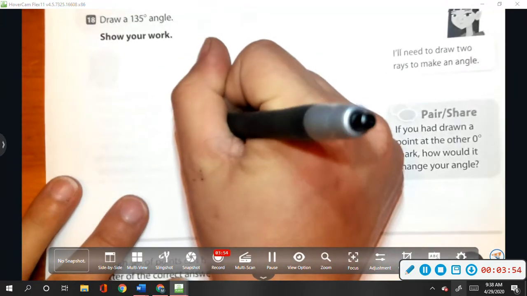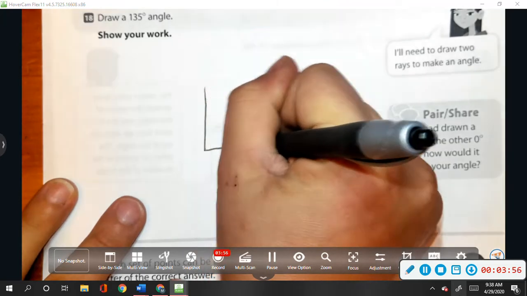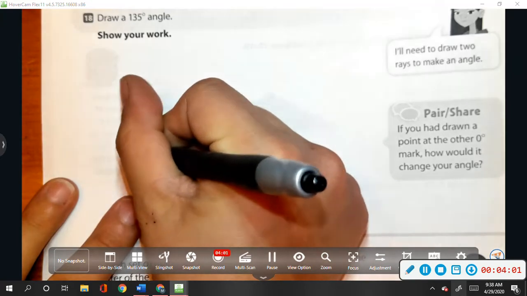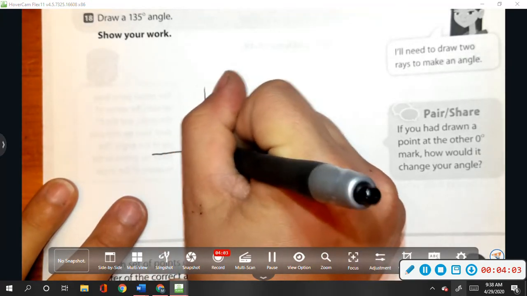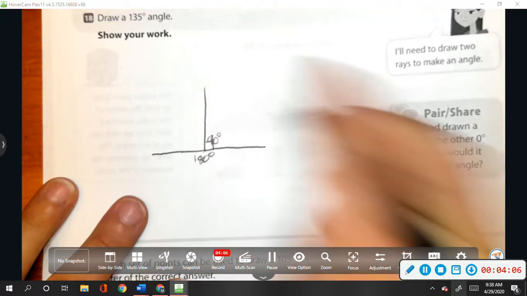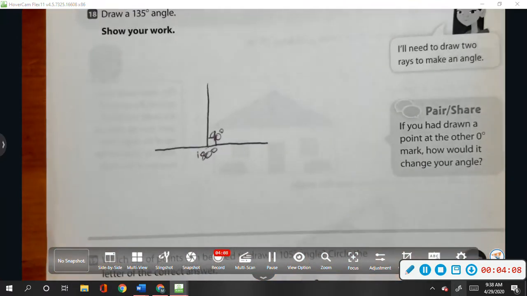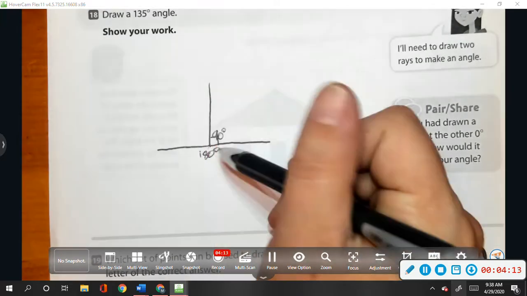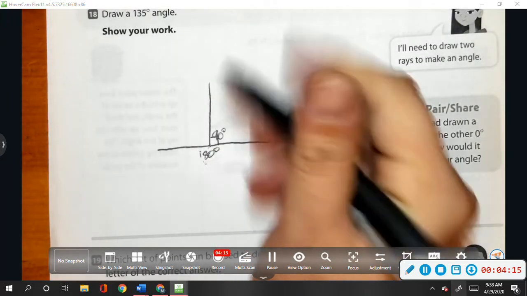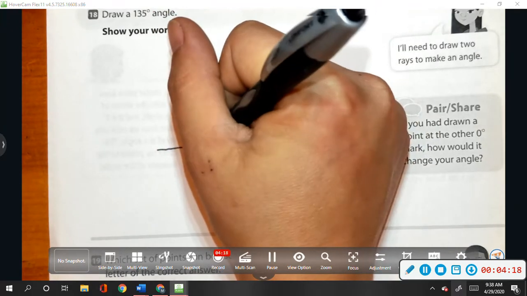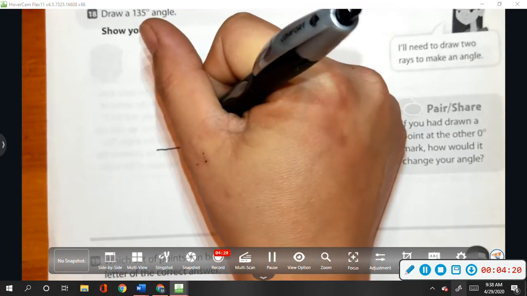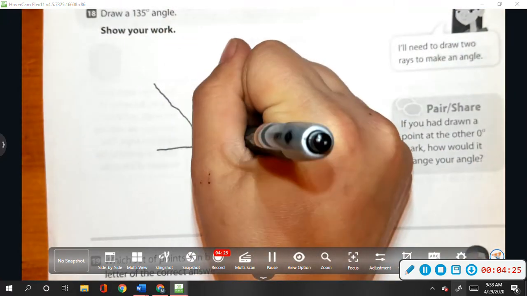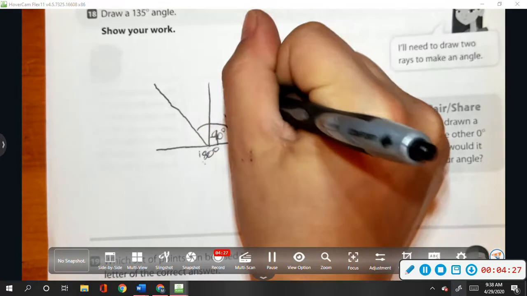So before I try and draw this angle, I'm going to draw my benchmark angles. I'm going to draw my 90 degree angle. This is my 90 degree angle. And this is going to be my 180 degree angle. So I have my 90 degree and my 180. 135 is going to be more than 90, but it's not quite halfway to 180. So a 135 degree angle is probably going to look more like this. That would be my 135 degree angle.